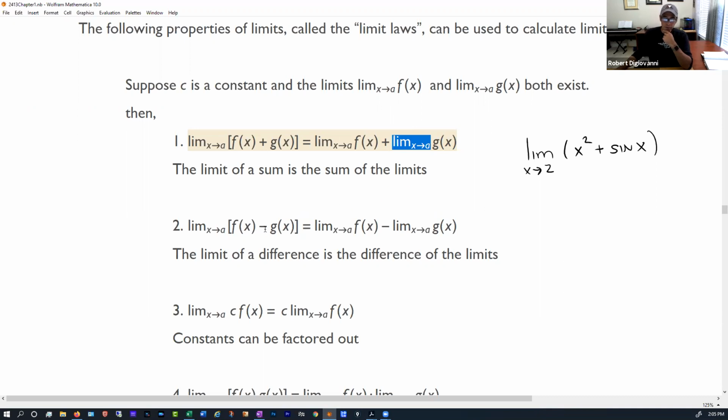The next law says, well, if you have subtraction, you can do the same thing, break it into two.